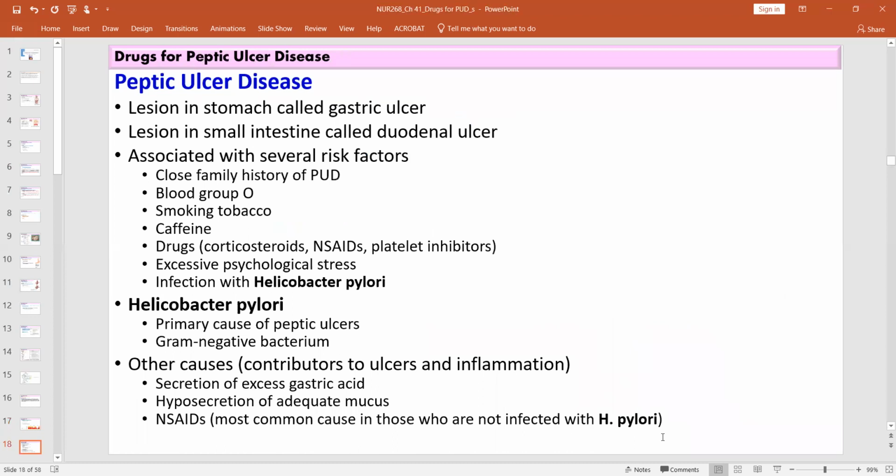So peptic ulcer disease is when there is a lesion in the stomach or a lesion in the small intestine. So either it's a gastric ulcer or a duodenal ulcer. We call that peptic ulcer disease. It includes both gastric ulcer and duodenal ulcer disease. These are some of the associated factors or risk factors for PUD.